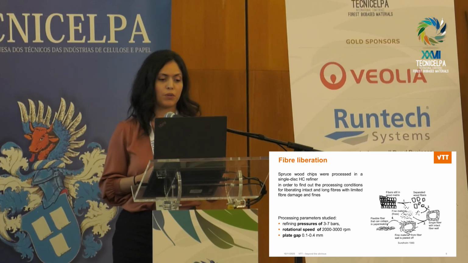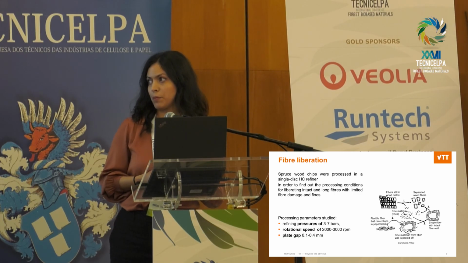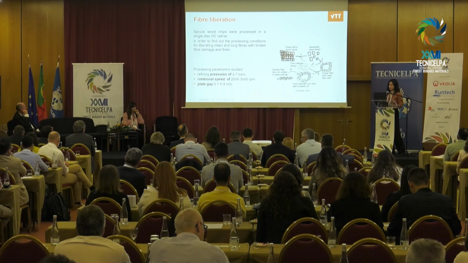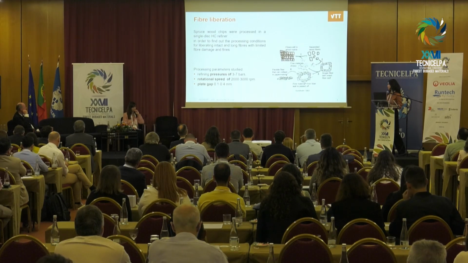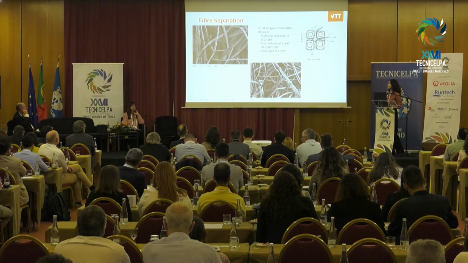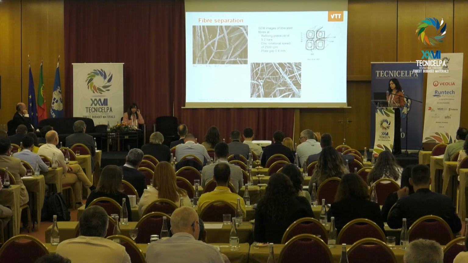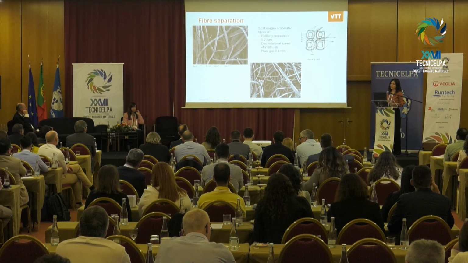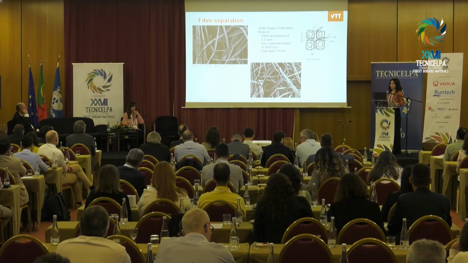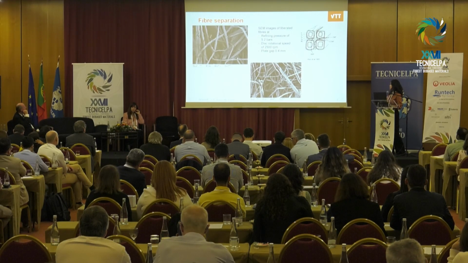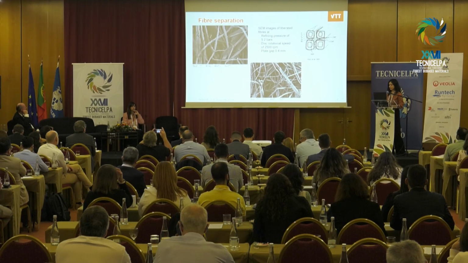Among the different parameters tested, we screened the refining pressure between 3 and 7 bars, the rotational speed from 2000 to 3000 RPM, and the disc plate gap from 0.1 to 0.4 millimeters. Here you can see an example of the separated fibers derived from this step. As you can see, when applying suitable conditions, we could get quite intact and long fibers with a small amount of fines and small damage.